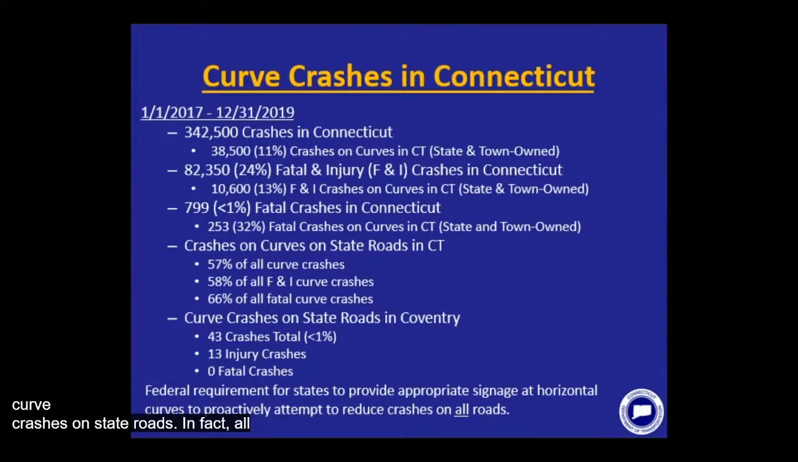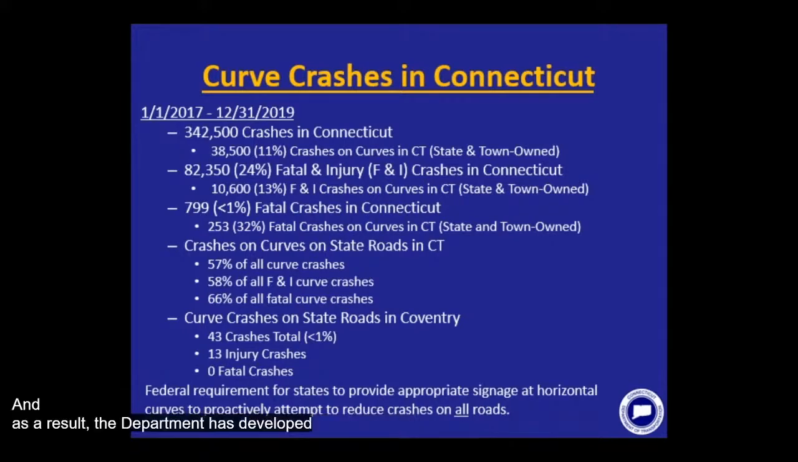In fact, all states are required by the federal government to provide appropriate signage at horizontal curves to proactively attempt to reduce crashes on all roads. And what we mean by a proactive attempt is to provide signs at a curve where we think a crash may occur based on various risk factors. We don't want to wait for a crash to occur at that curve before we provide signage. We really want to prevent the crash before it happens.